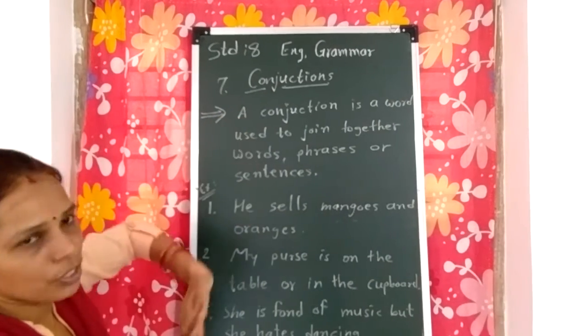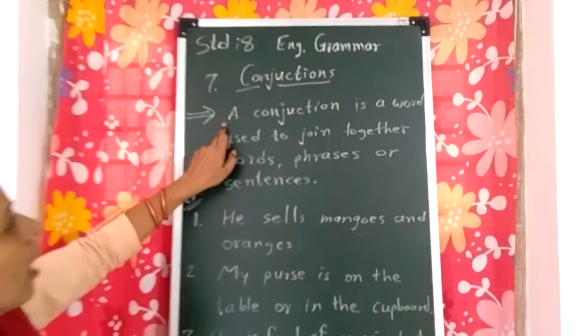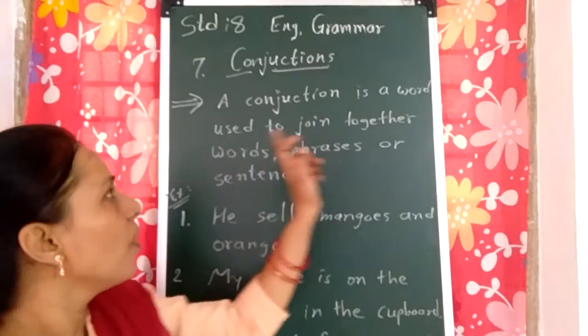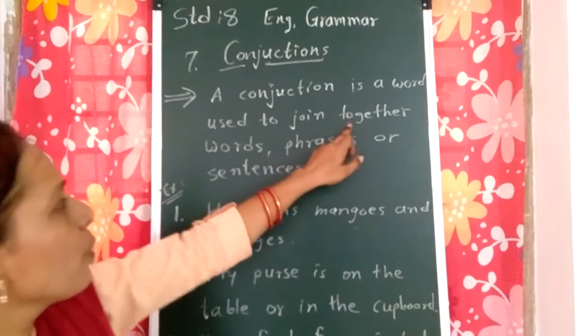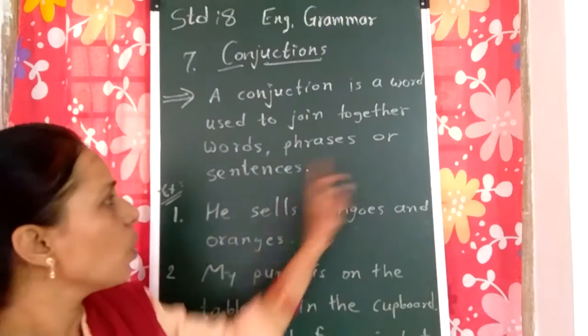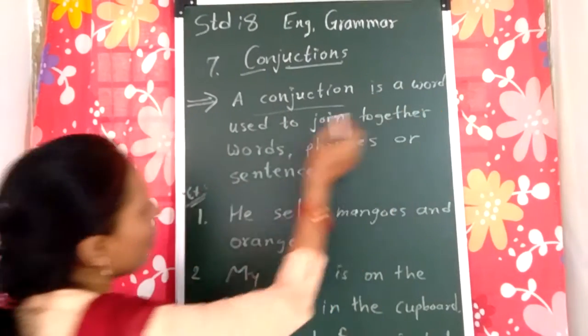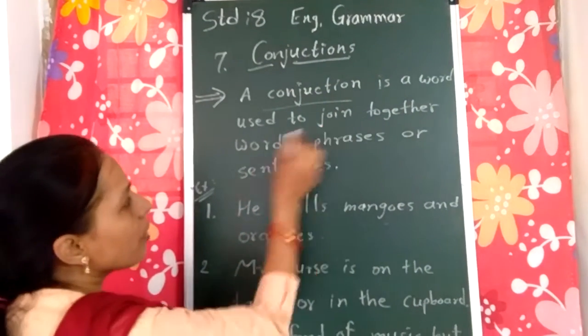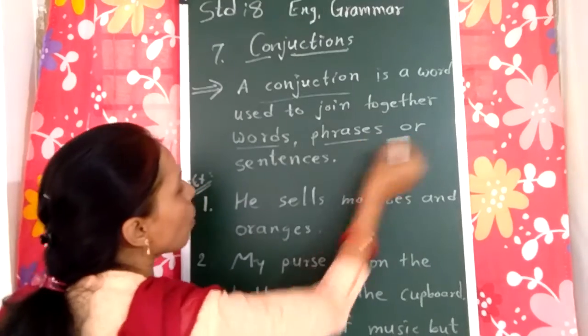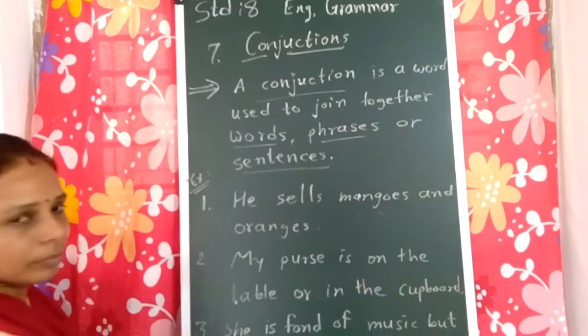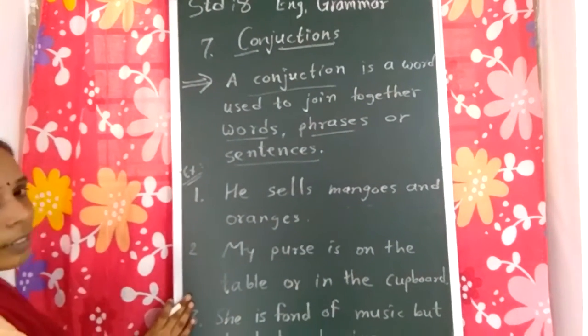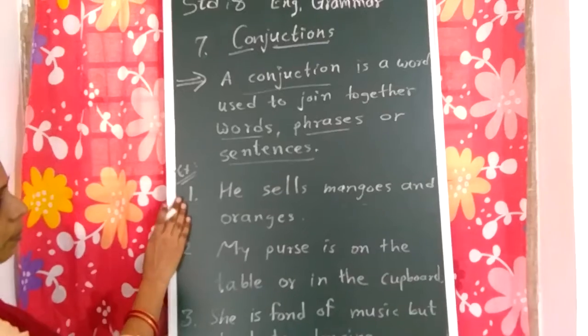Now what is a conjunction? Let's see. A conjunction is a word used to join together words, phrases or sentences. Let's understand by the examples.